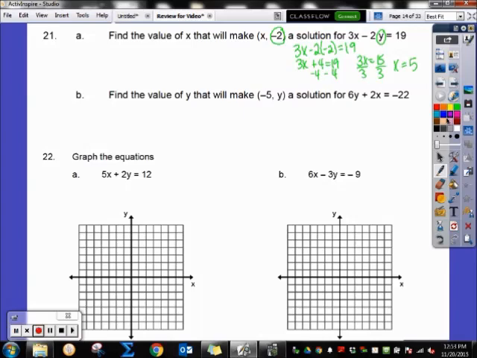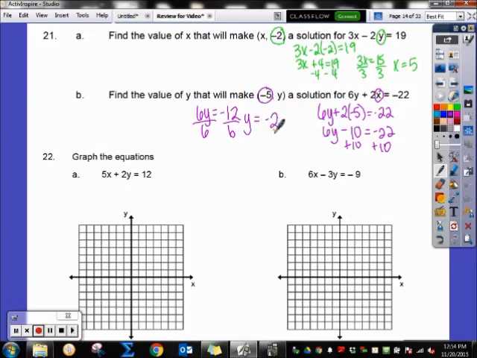We do the same thing on b, except this time we're given an x value and we need to find the y value. So we need to plug in that x value. So 6y plus 2 times negative 5 equals negative 22. So 6y minus 10 equals negative 22. So if we add 10, and I'm sorry for going to the left, we would have 6y equals negative 12, and y would equal negative 2.